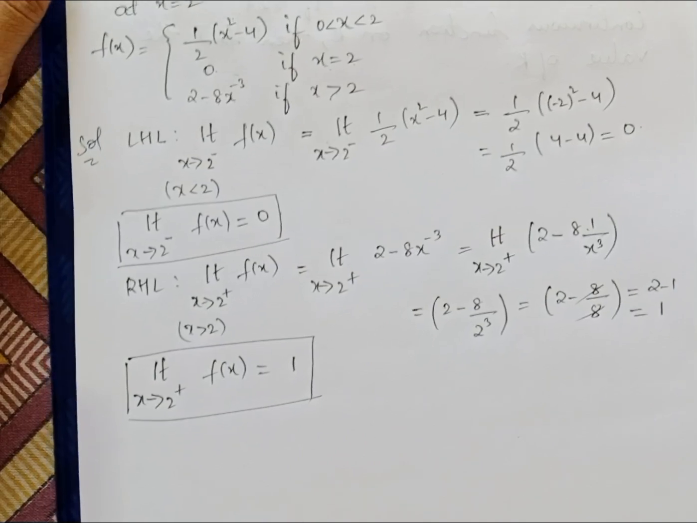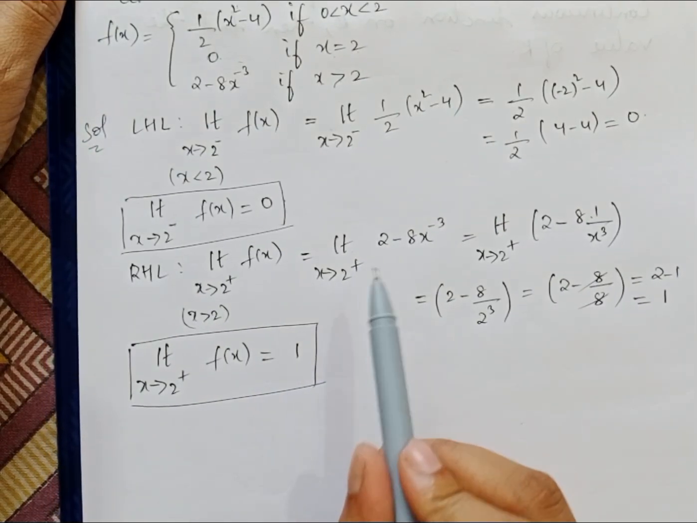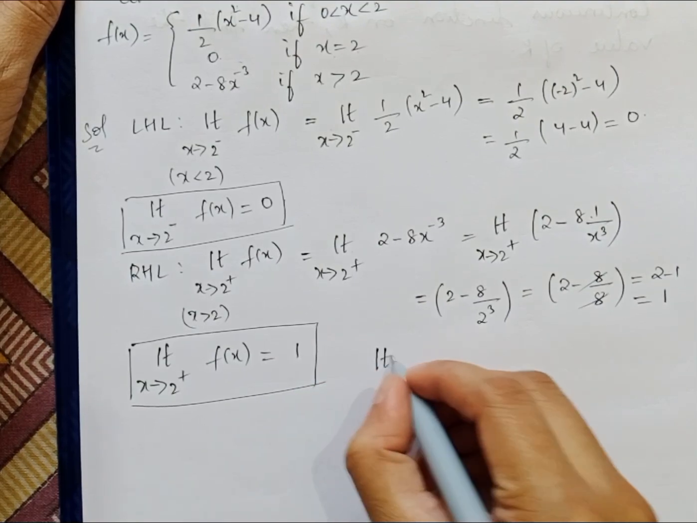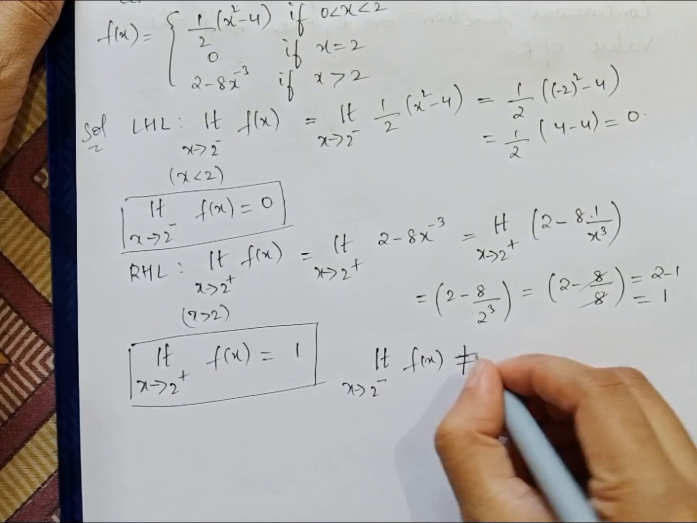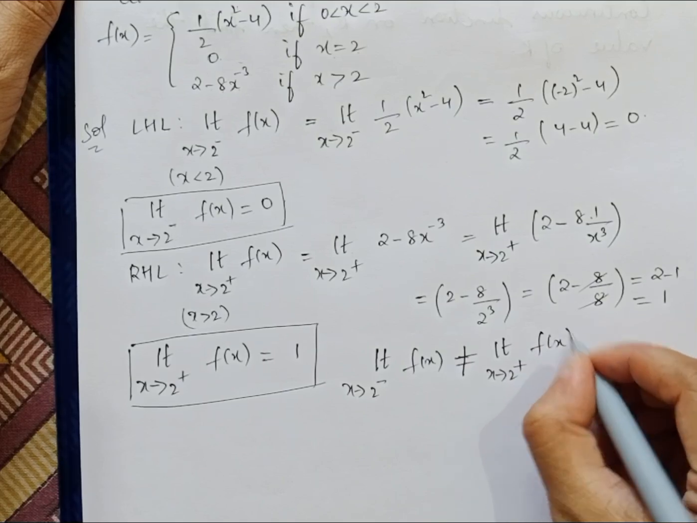So they are not equal, right? So it is not continuous. This function is not continuous when x is equal to 2. So we have to write limit x tends to 2 negative f of x is not equal to limit x tends to 2 positive f of x.